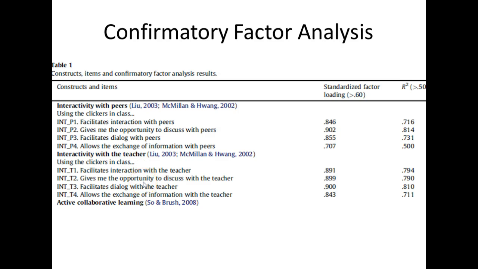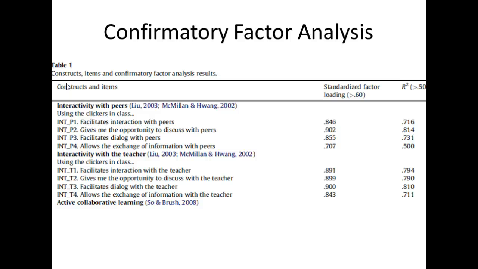So what I want to do is help you understand what is here so that you can extract meaningful information. First off, the title of the table: Constructs, Items, and Confirmatory Factor Analysis Results. Constructs are the different elements that are identified through the survey that they administered to the students. So they're the big items, the big key ideas that emerge.